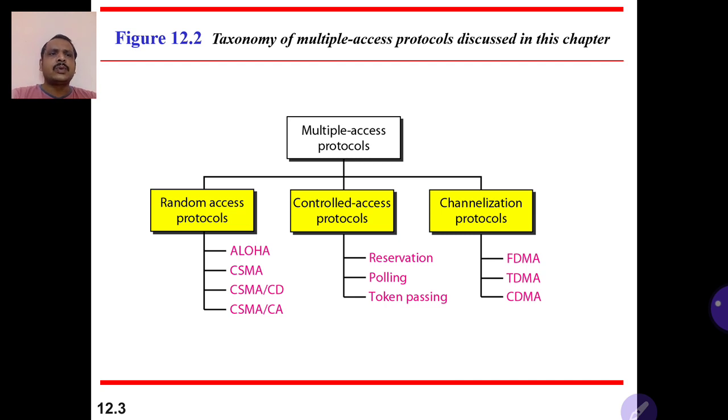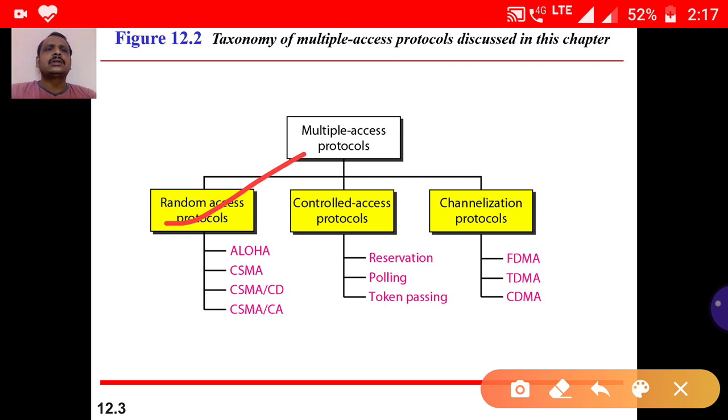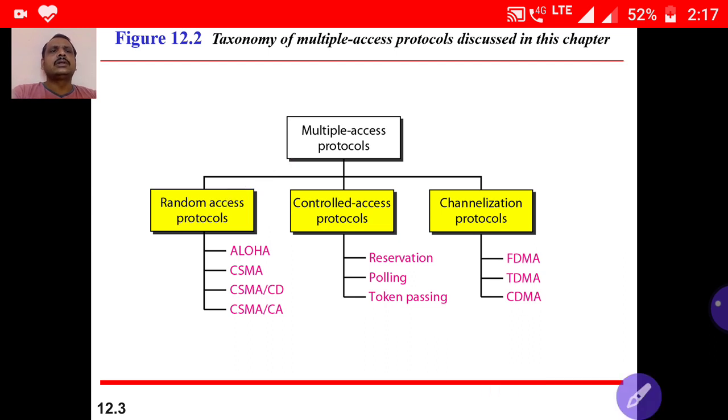In random access protocols, we will discuss the Aloha protocol, carrier sense multiple access protocol, carrier sense multiple access with collision detection protocol, and carrier sense multiple access with collision avoidance protocol. In controlled access protocols, we will discuss the reservation protocol, polling protocol, and token passing protocol. Then we come to channelization: FDMA, TDMA, CDMA.